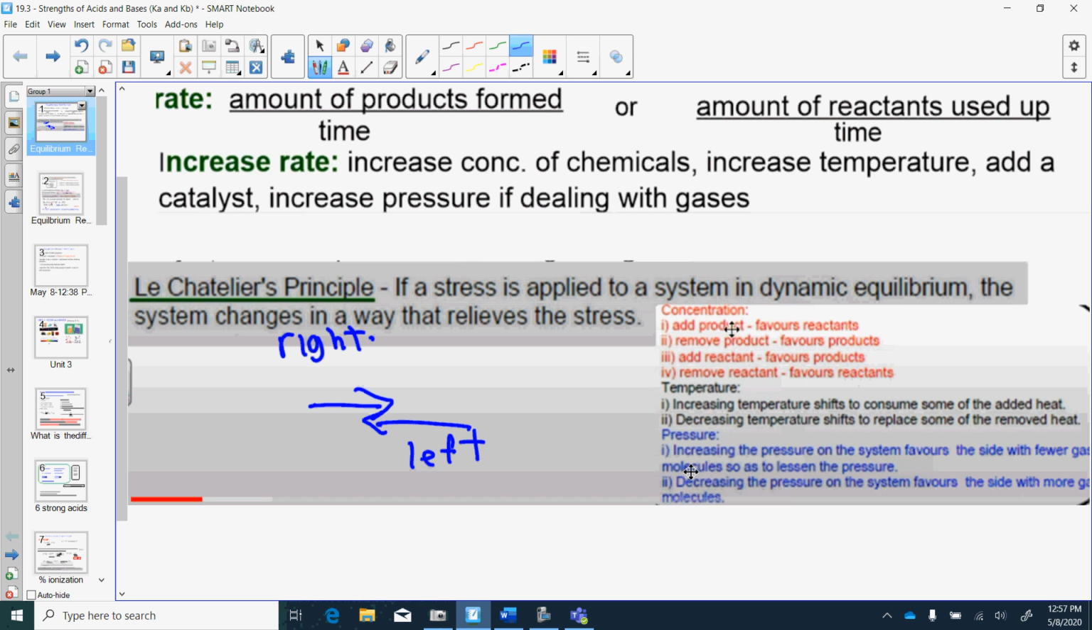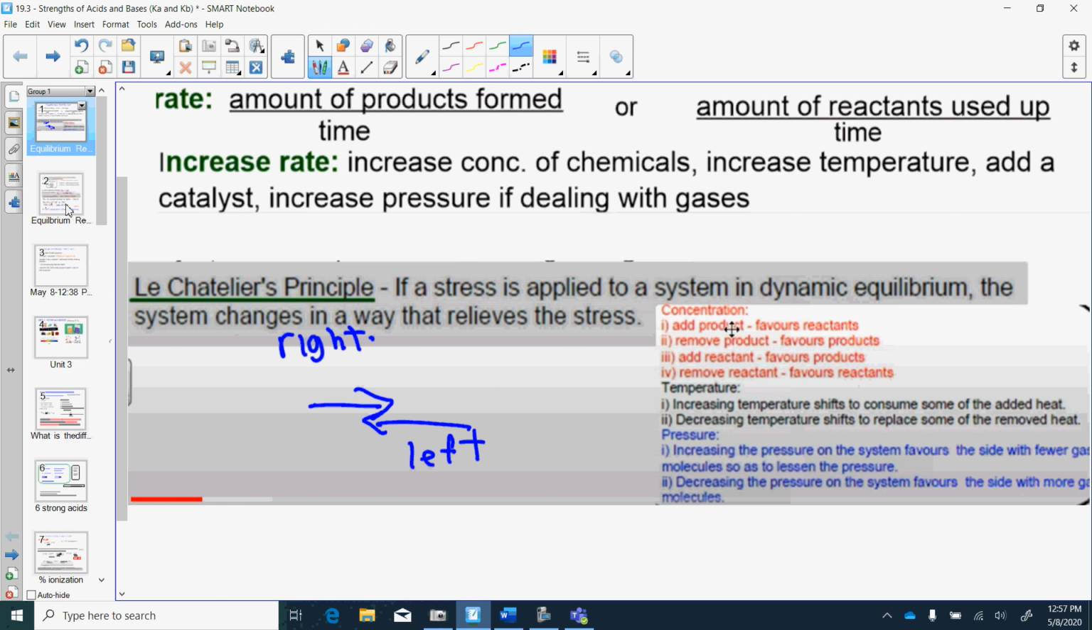And pressure, it's all about how many gas molecules you have. So if you increase the pressure, the equilibrium wants to shift to the side of the reaction that has fewer gas molecules. If you decrease the pressure, the system wants to do the opposite, increase, so it will shift to the direction that has the higher number of gas particles.